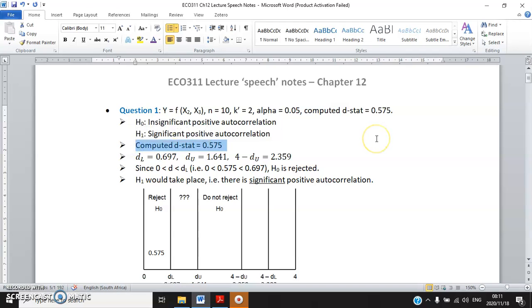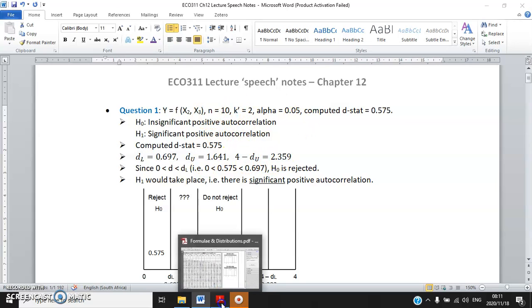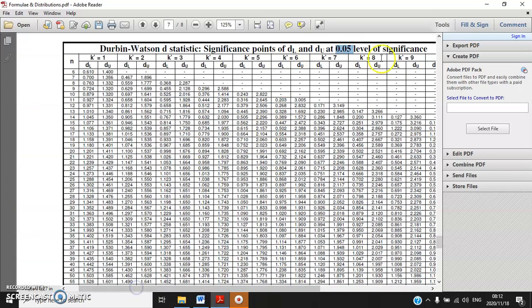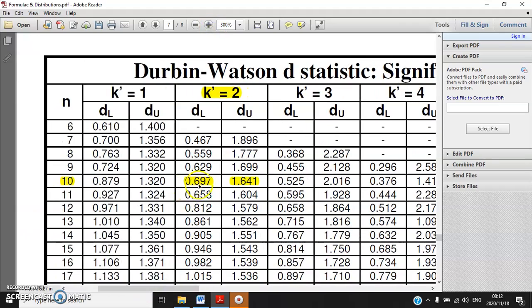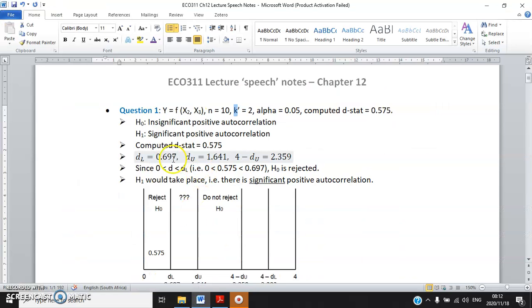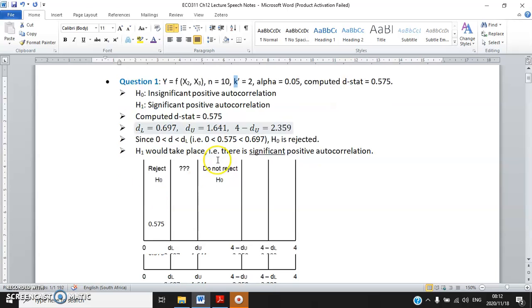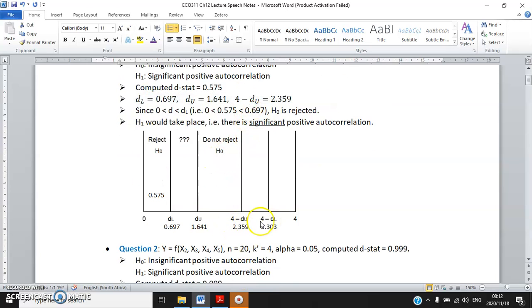Computed d-stat given. Now we have to look for DL and DU, and the degrees of freedom is actually your K prime. Sample size is 10. Remember, alpha is 5%. K prime is 2, then DL should be 0.697, DU is 1.641. Let me enlarge that. Yes, 0.697, 1.641, and then I can also work out 4 minus DU and 4 minus DL.